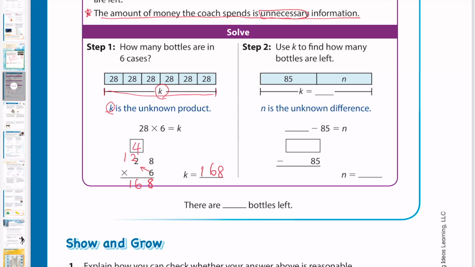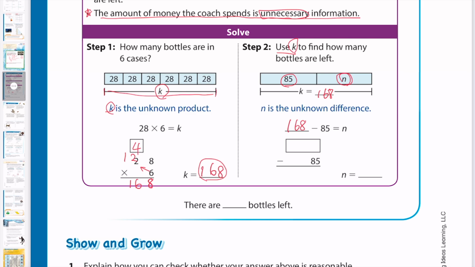168 bottles. Now use K, the unknown number. How many bottles in total? To find how many bottles are left, you need to subtract this 85 to find the unknown number. So K is what we found out, 168. Now we are going to subtract 85 to find how many bottles are left.